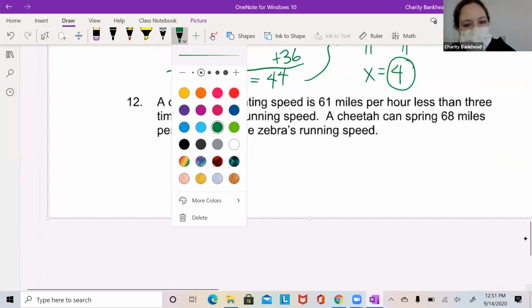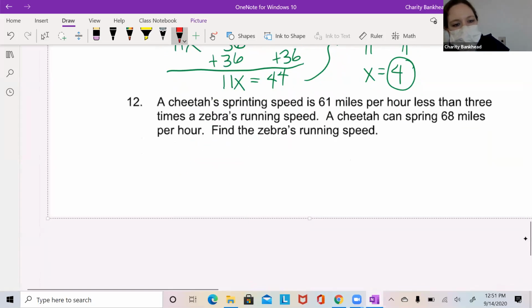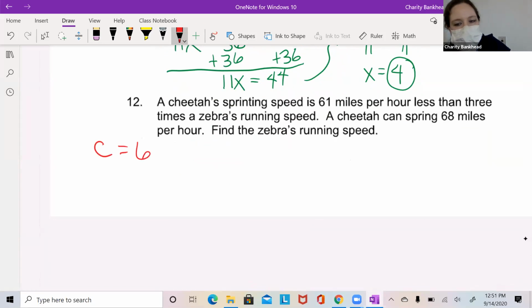All right, so let's see. For the cheetah, I'm going to write C for cheetah for a second. So the cheetah's speed equals 61 miles an hour less than, so that's going to be something minus 61. When you see less than, that always kind of reverses the order. So if it's 61 less than, you know it's going to be something minus 61. So it's 61 miles an hour less than 3 times the zebra. So C equals 3Z minus 61.